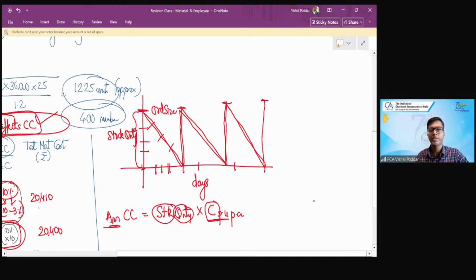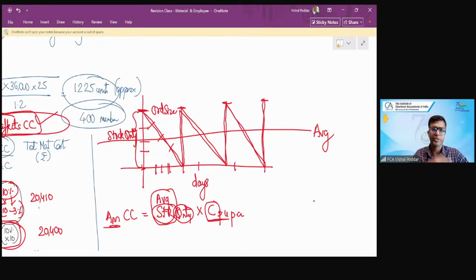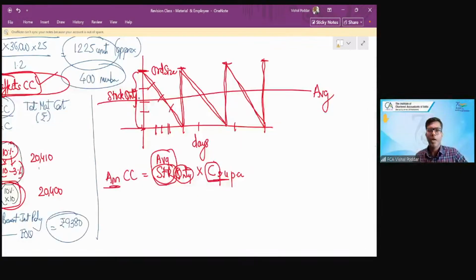Now, simple maths: whenever stock is fluctuating, you take the average. So what I need over here is my average stock. Because in any business, every day you will never carry the same stock, because business is continuous, in and out. Purchase, sale, purchase, sale. In this particular case, I need to find out average stock. Now, how is average stock calculated?